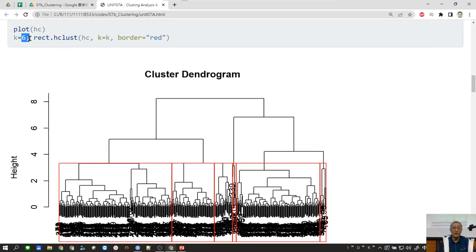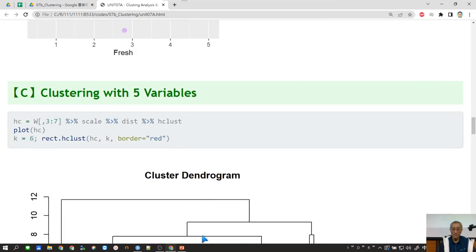After you plot the tree, you can cut the tree and determine how many groups you want. If you want to cut it into 6, then you use a command like this, and you would divide the entire thing into 6 groups. If you want 5 groups, then you use 5. Okay, let's do some practice.